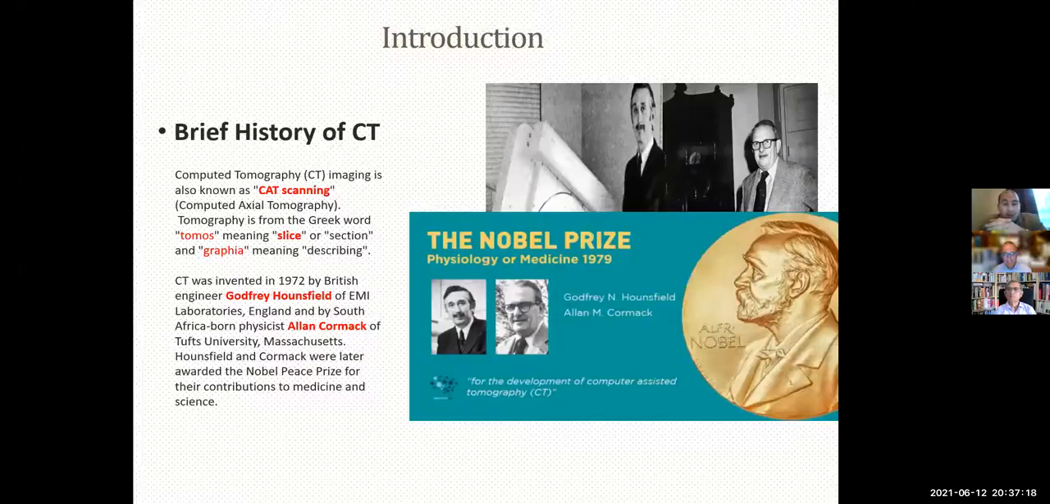Computed tomography is a Greek word, okay? As we see, tomography is divided into two parts, tomo and graphy. Tomo means section, graphy means to write or to describe.